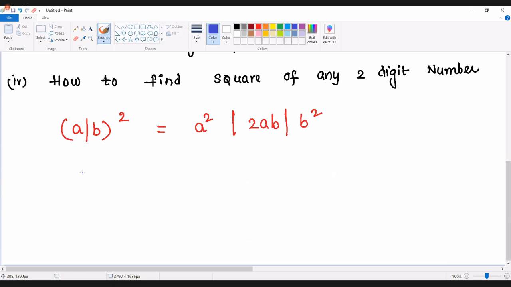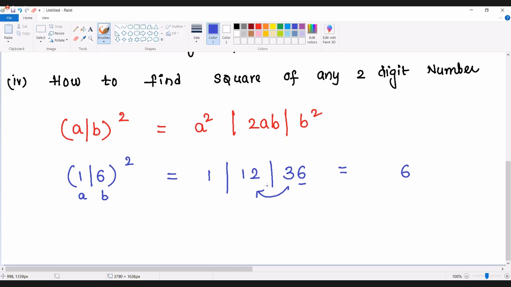For example, I am trying to find out the 16 square value. We very well know that 16 square is 256. Let's apply the (a plus b) whole square logic here. A is going to be 1. 1 square is 1. 2ab is 2 into 1 into 6, that is 12. B square is 6 square, that is 36. Last digit is going to be 6. Take this 6, send the rest as carry. 12 plus 3 is going to be 15. Take 5, send 1 as carry. 1 plus 1 is going to be 2. Mark it as 256.